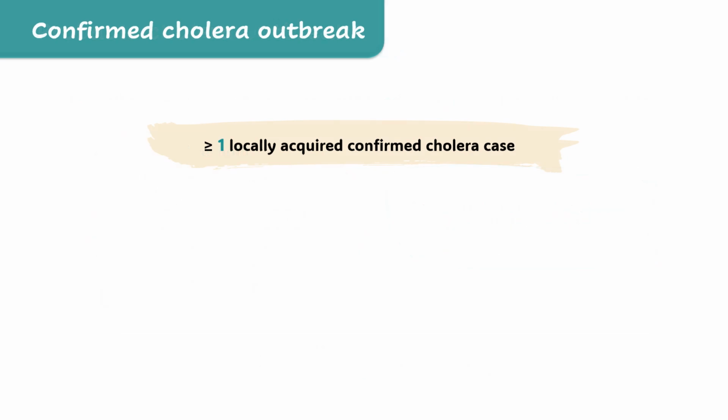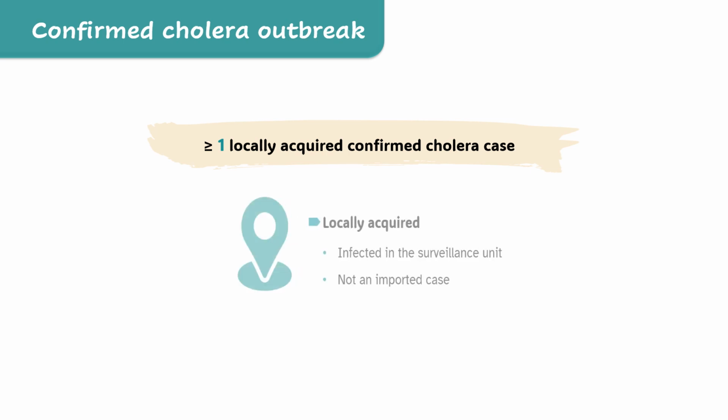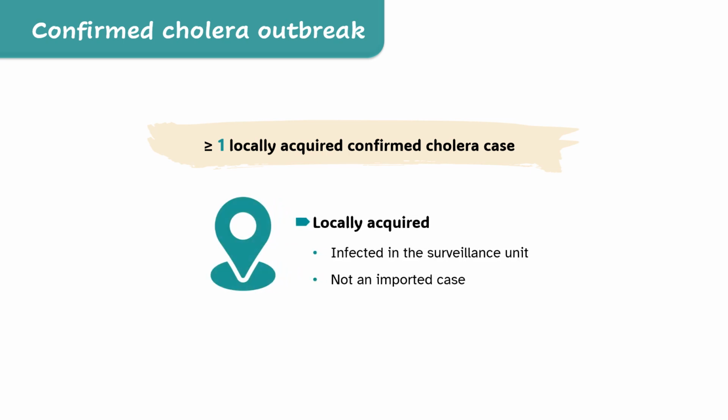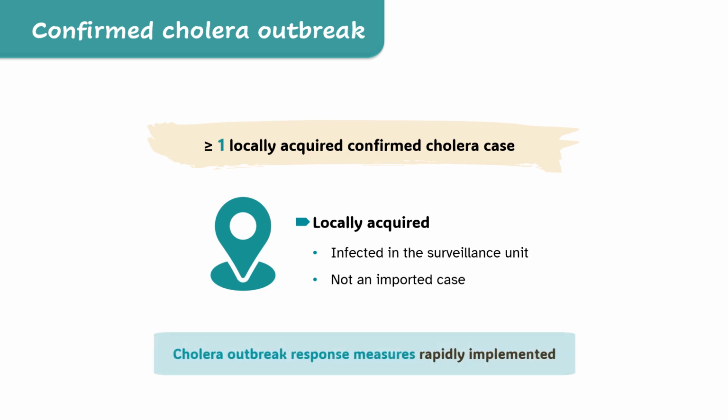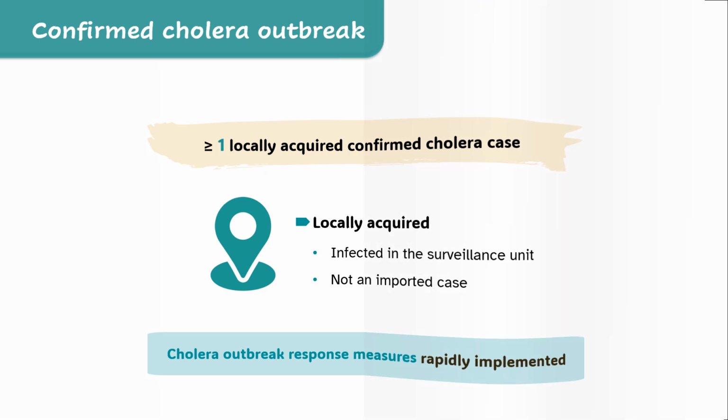There is a confirmed cholera outbreak in a surveillance unit if at least 1 locally acquired confirmed cholera case has been detected. A locally acquired cholera case is a case who was infected in the surveillance unit considered. In other words, the case is not an imported case. If a confirmed cholera outbreak is detected, cholera outbreak response measures should be rapidly implemented.